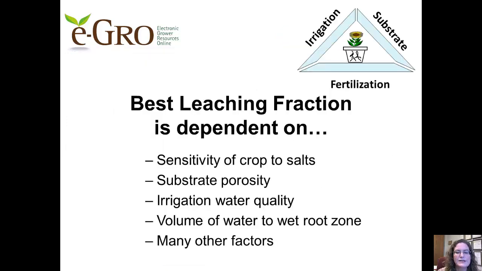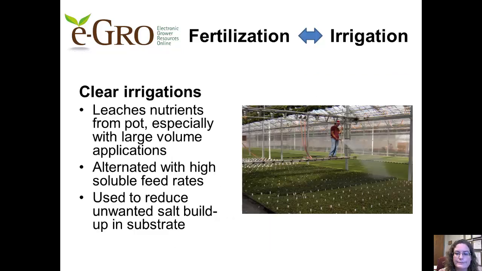The best leaching fraction for a given crop is dependent upon the crop's sensitivity to salts, substrate porosity, irrigation water quality, and the volume of water required to wet the root zone, among other factors. Clear irrigations can be used to leach nutrients from the pot, especially with applications of large volumes of water. Clear irrigations can be alternated with higher rate fertilizer applications or used as a means to reduce salt buildup in the substrate via leaching.